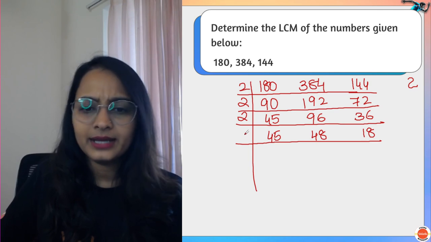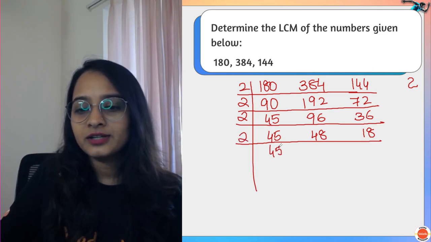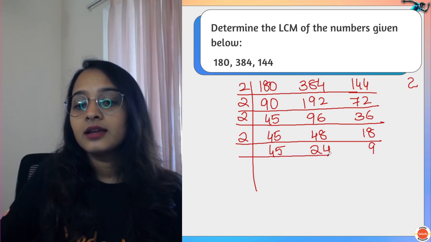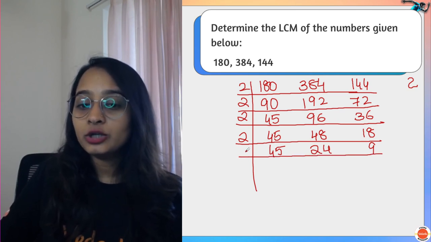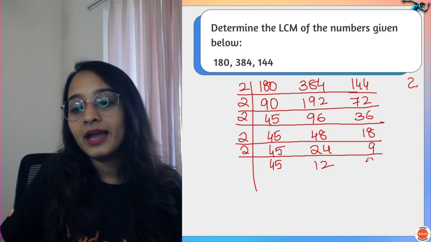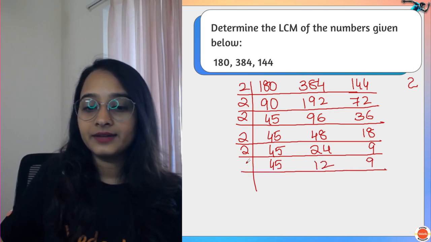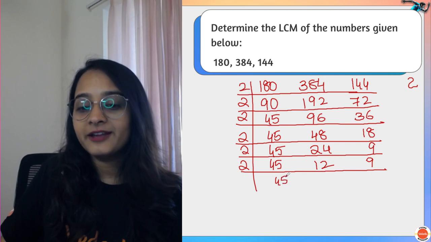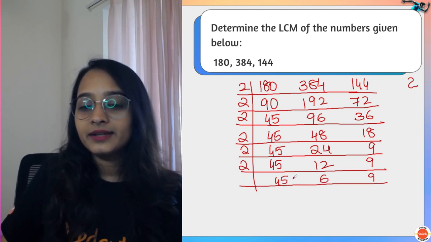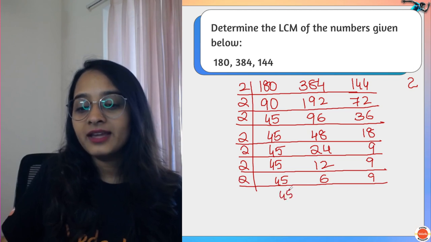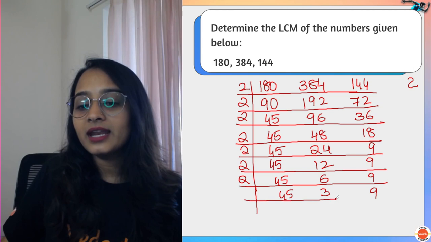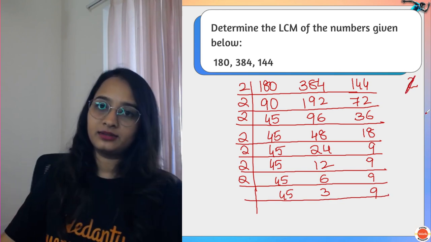Okay, again 2. 45 is not divisible. We have 24 and 9. Now 24 is again divisible by 2, no? So you have to continue. 45, 12 and 9. Again divisible by 2. 45, 6 and 9. Now again divisible by 2. 45, 3 and 9. Now 45, 3 and 9, all of them are not divisible by 2.